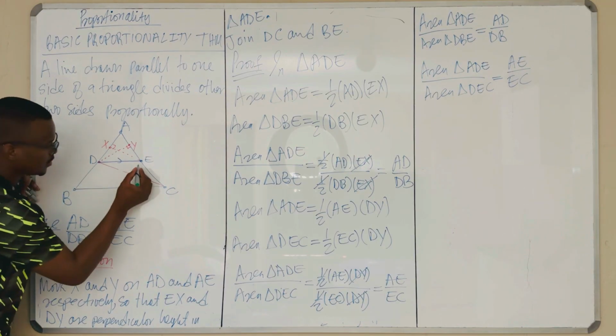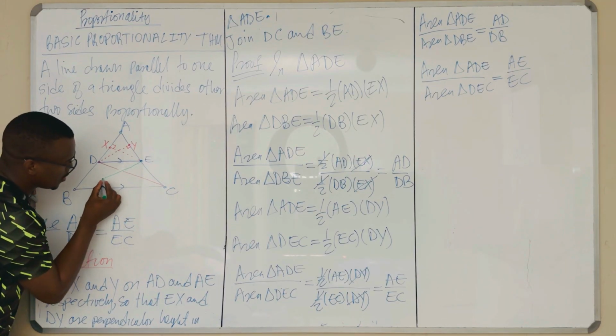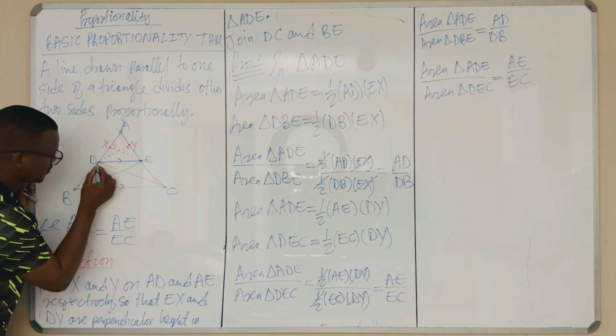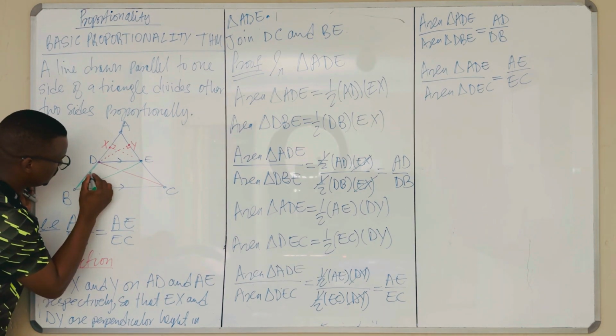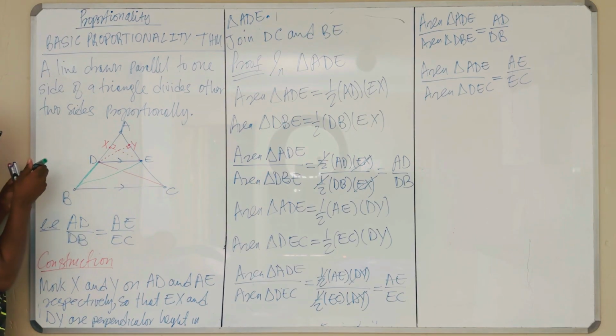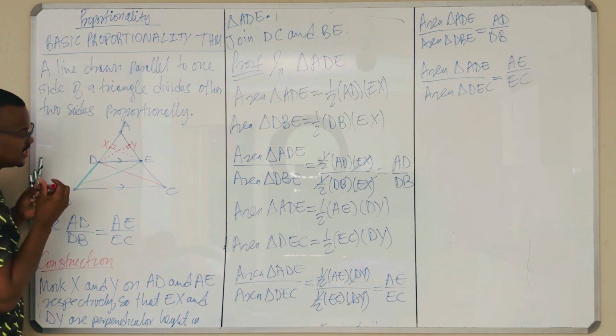I'm going to make it green. Can you see the green triangle? Yes. Triangle DBE is green now. And look at triangle DEC. DEC is going to be red.